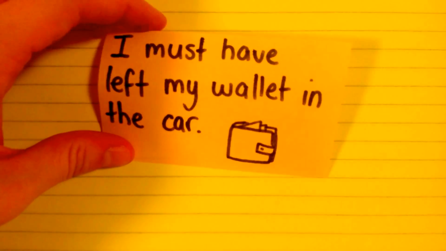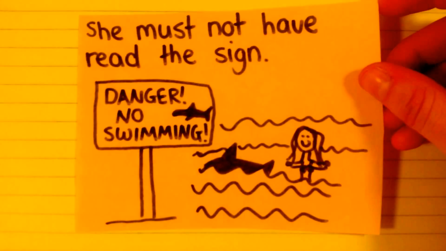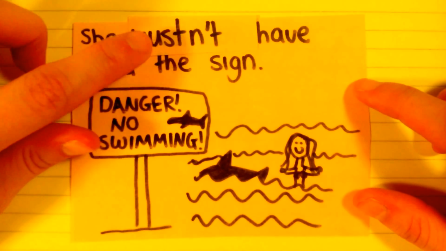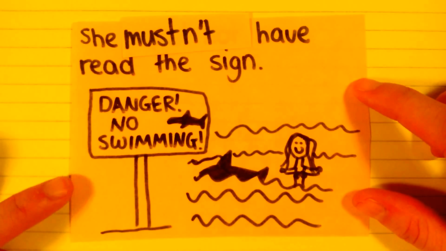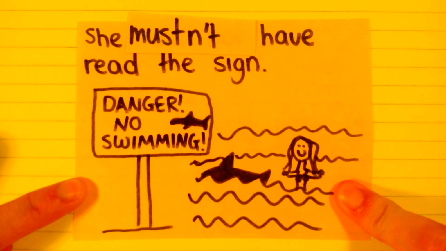We can also use must not in the past tense or mustn't in the exact same way. So we could say, she must not have read the sign, or she mustn't have read the sign because she's gone swimming with the sharks. So she mustn't have read the sign.